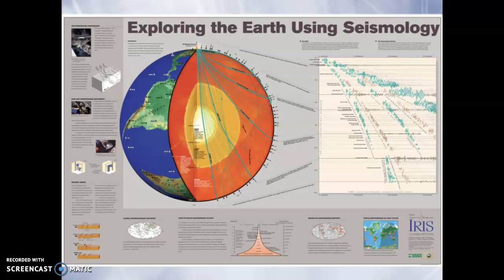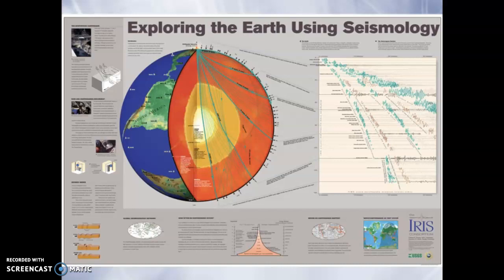And you can see on the right-hand side, this is actually a poster we have in the classroom. On the right-hand side, it shows you the different seismic returns or seismograms that you would get at different locations on the Earth's surface. And then the lines going through the planet show you the paths that the different seismic waves take.